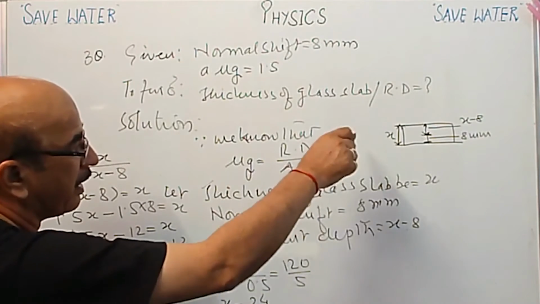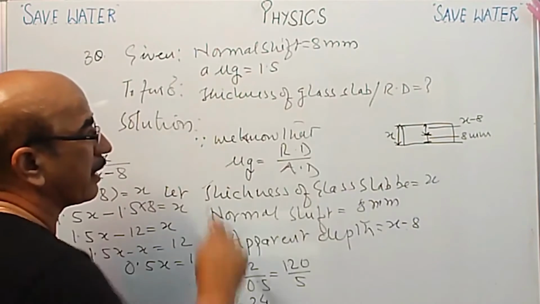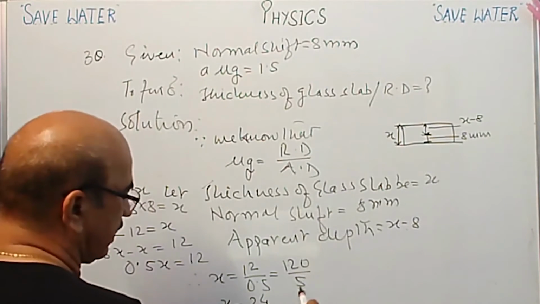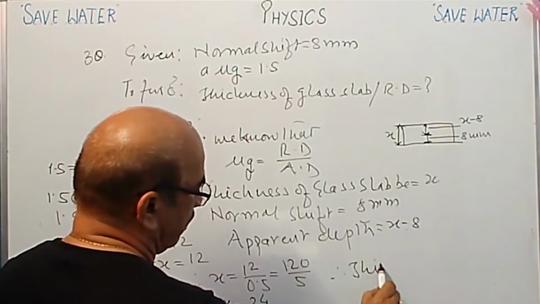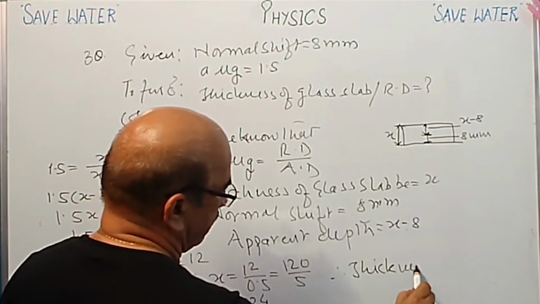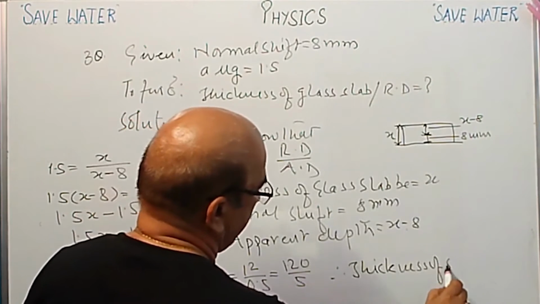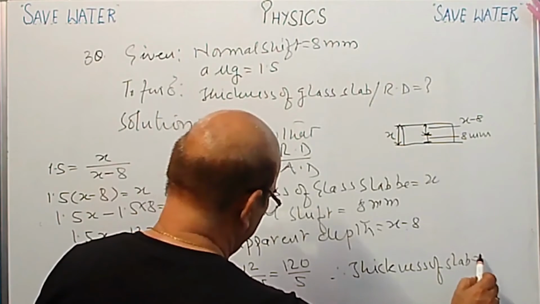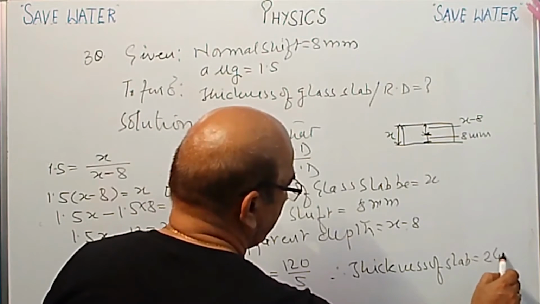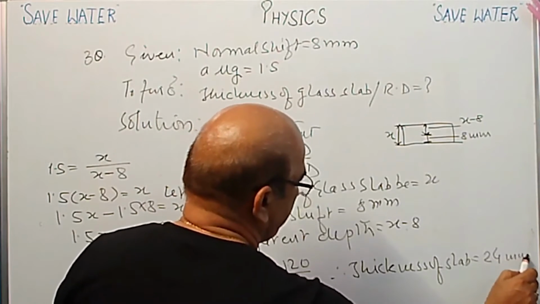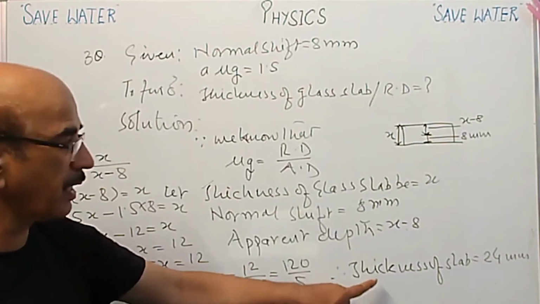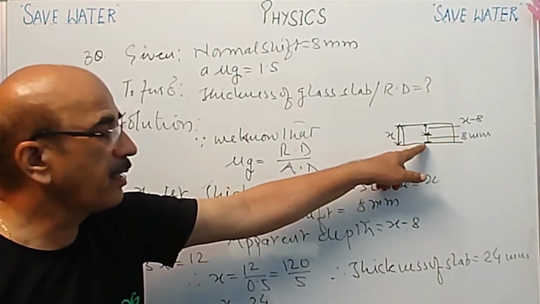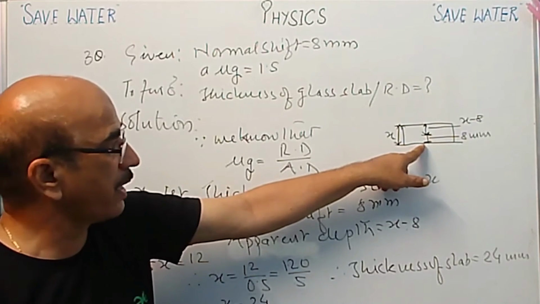So now we can get here. This is the x, and x is the thickness of the glass slab. We can write down here, therefore, thickness of slab is 24 millimeter. Okay, or this is the real depth also. Real depth means real depth of the postage stamp.